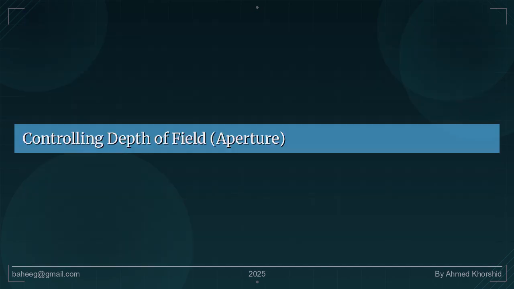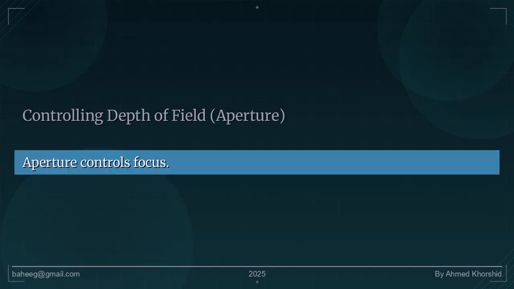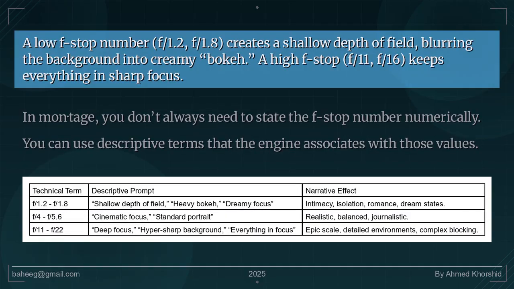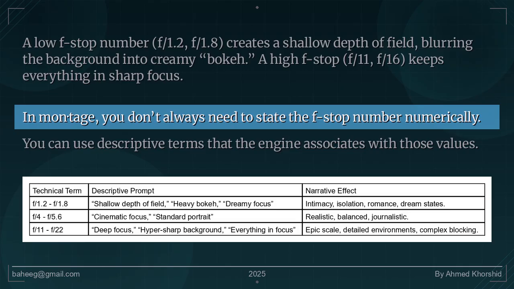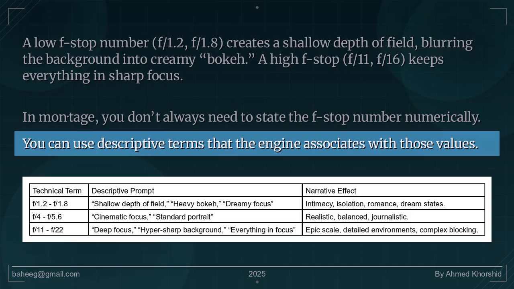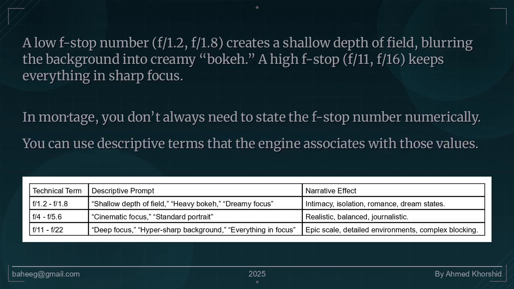Controlling depth of field, aperture. Aperture controls focus. A low f-stop number, f1.2, f1.8, creates a shallow depth of field, blurring the background into creamy bokeh. A high f-stop, f11, f16, keeps everything in sharp focus. In Montage, you don't always need to state the f-stop number numerically. You can use descriptive terms that the engine associates with those values. Technical term, descriptive prompt, narrative effect.